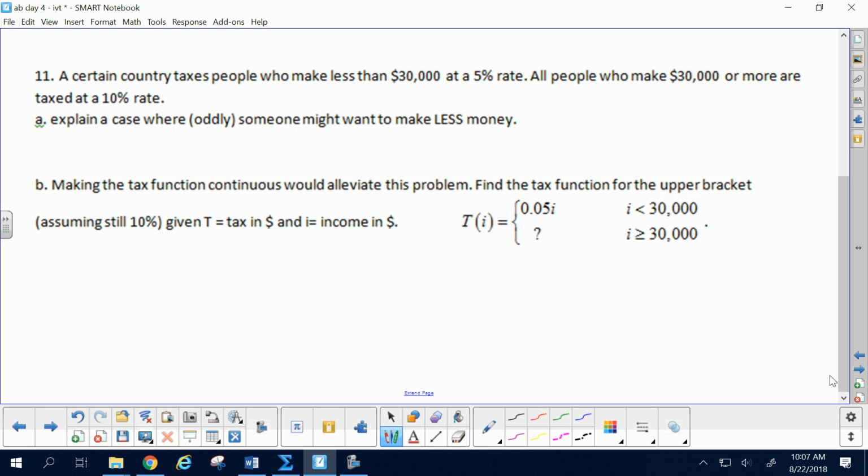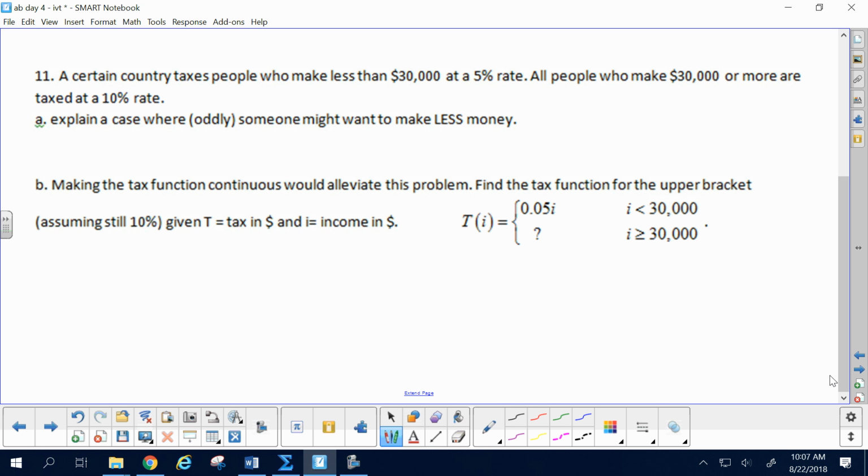But for now, say the structure in this country, filled with people that don't know anything about math, said you get a 5% tax rate if you make less than $30,000, but the minute you make more than $30,000, you're going to pay a 10% tax rate. What kind of two cases would make that seem really weird, where it would actually be better to make less money? What? Tax. Okay, because of the taxes.